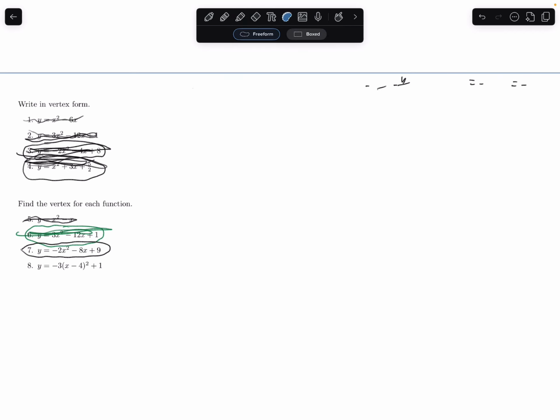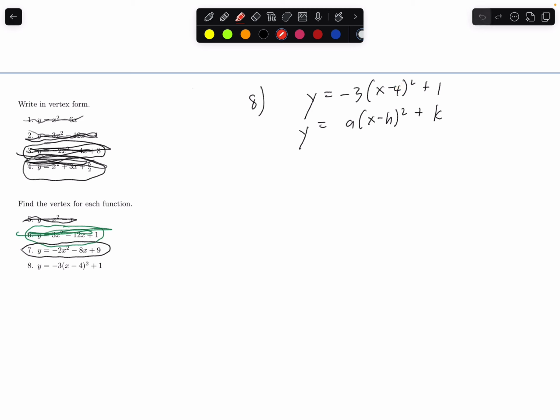Why did I say it looks easy? Because look at it. It's already in vertex form. Here's number 8. I'm going to copy this whole thing down again: negative 3, x minus 4, and compare this to our form a times x minus h squared plus k. You see that? So that means right here, this is 4. Careful, just the 4 part. That's your h, because it's already got the minus there. And just the 1 part is the k. So what's the vertex then? 4, comma 1. Easy.